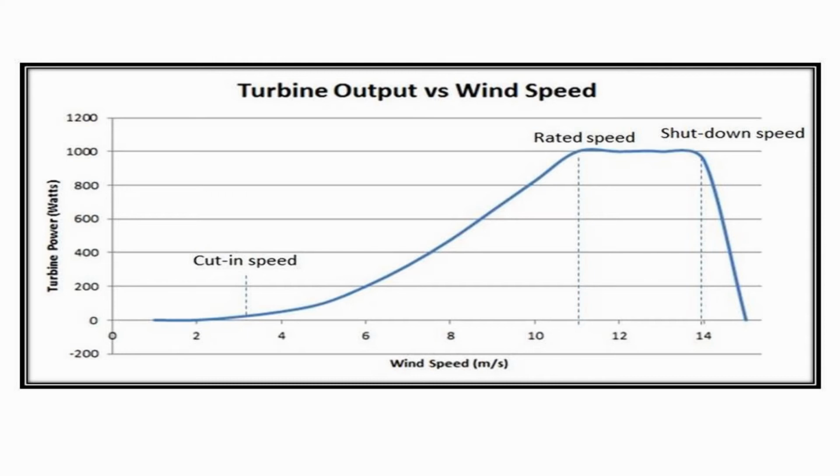A wind turbine has a cut-in speed at approximately 3 meters per second, which is 6 miles per hour. Below that wind speed, no energy is generated. Likewise, wind speed above 14 meters a second, or 30 miles per hour, requires the turbine be shut down. Wind gusts above this speed are very common.